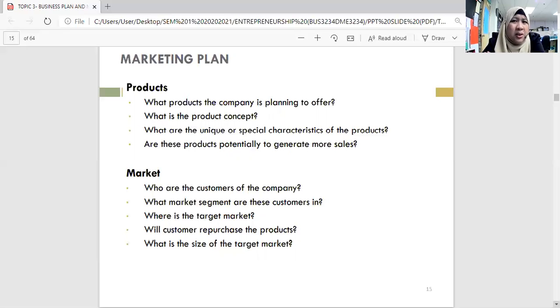So the segmentation market, whether they are in the generations, for example, generation baby boomers or generation X, or maybe Y or Z. And where is the target market? When we're talking about target market, we are actually focusing on who can afford to pay for your product.